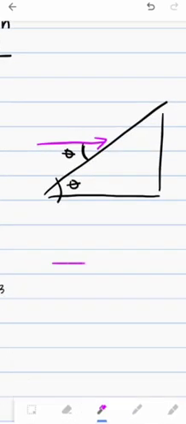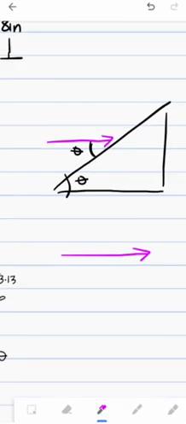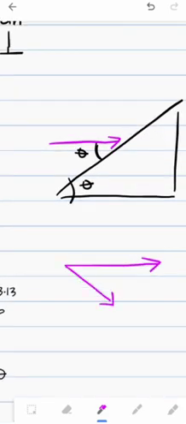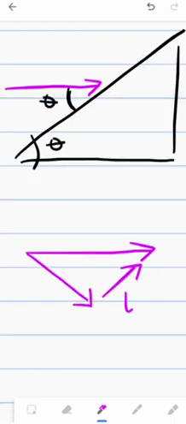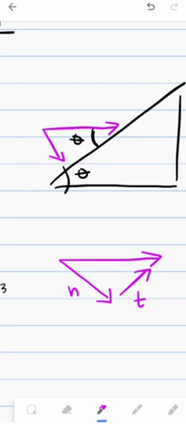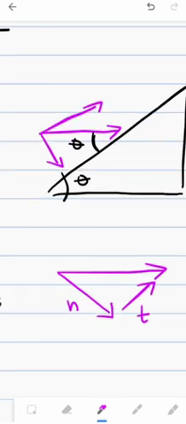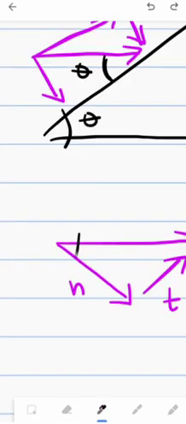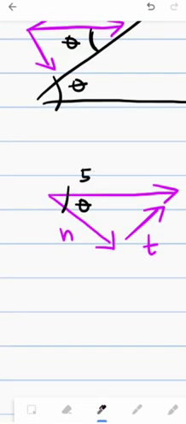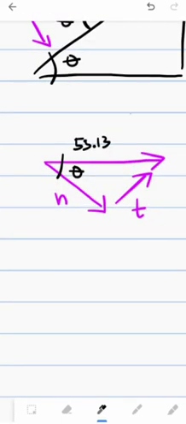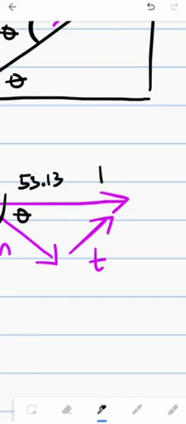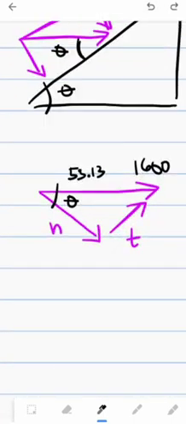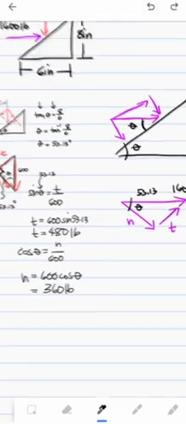So now that we have that, we're going to reconstruct our force and write its normal and tangential components. This is tangential and normal, and these two are similar. Now we know that theta is 53.13, and we can solve for this one. This is 1,600, I guess. Again, just follow the steps from earlier.